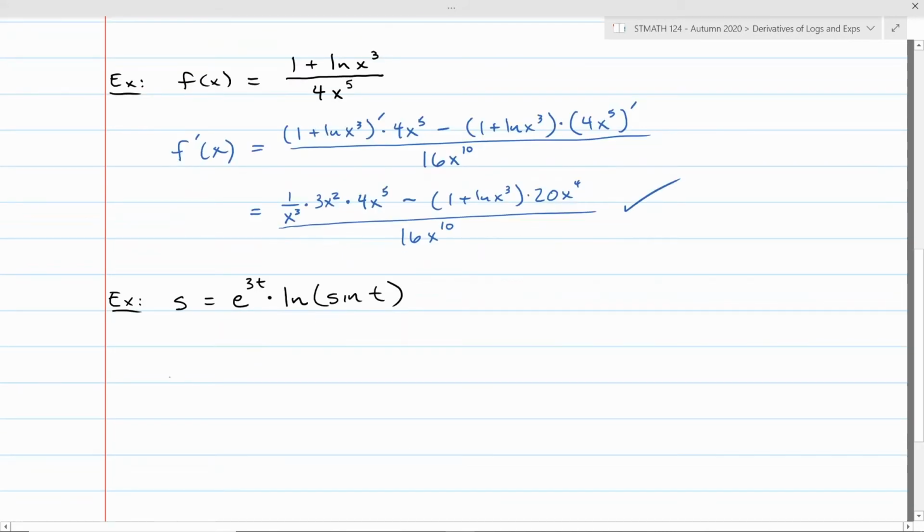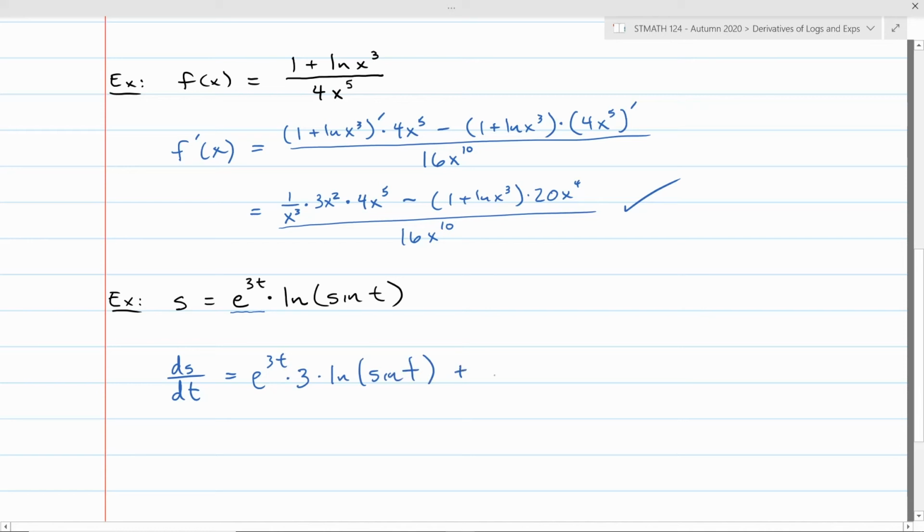In the last example here, we're not using x and y as our variables, but s is going to be playing the role of y, and t is going to be playing the role of x, right? So if I wanted to calculate ds dt, the derivative of s with respect to t, I will do the product rule because I'm differentiating a product of two things. The derivative of the first factor, e to the 3t, would be e to the 3t, but then times the derivative of the exponent, which would be 3. Then we've got this natural log of sine of t, which just comes along for the ride.